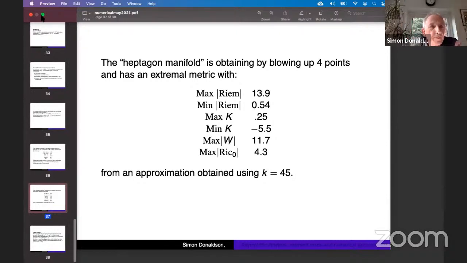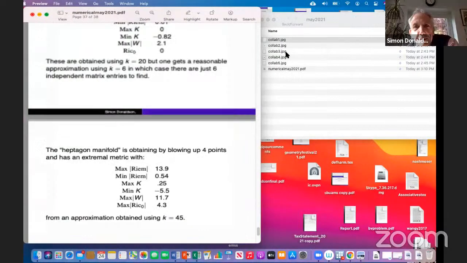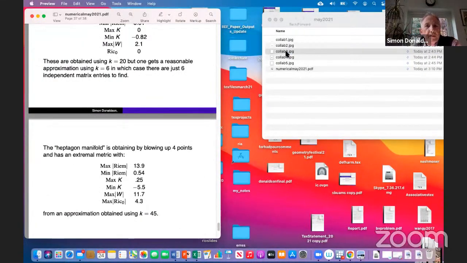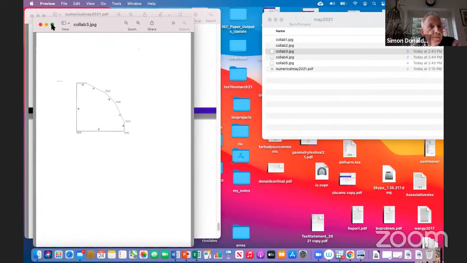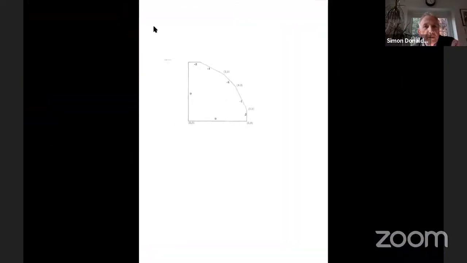So again, if we can do this jiggling around, we go to this one. Okay, maybe I can make it bigger. Zoom. Yeah, okay, it's probably a bit hard. Anyway, this is the heptagon, which corresponds to that manifold. It's got the numbers written here. I'm not sure you can see them, with my incompetence with the screen.